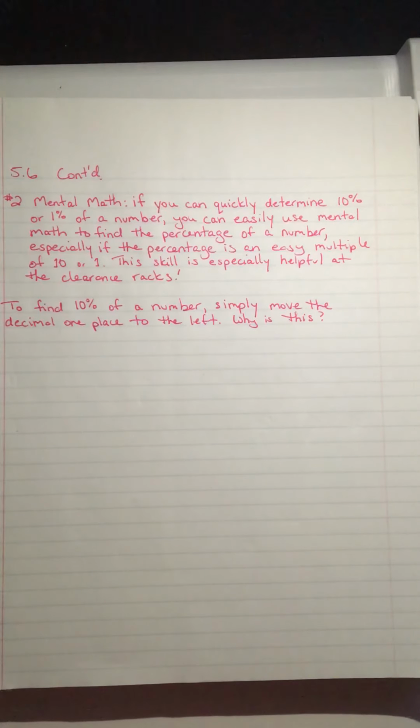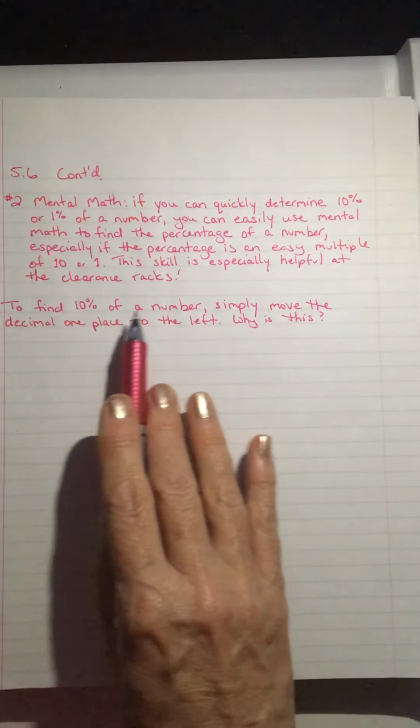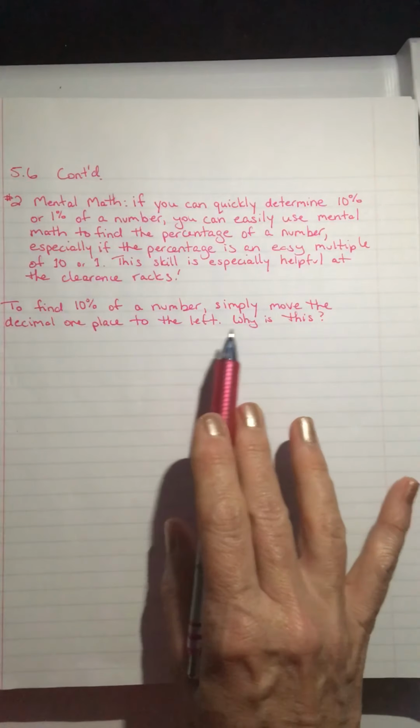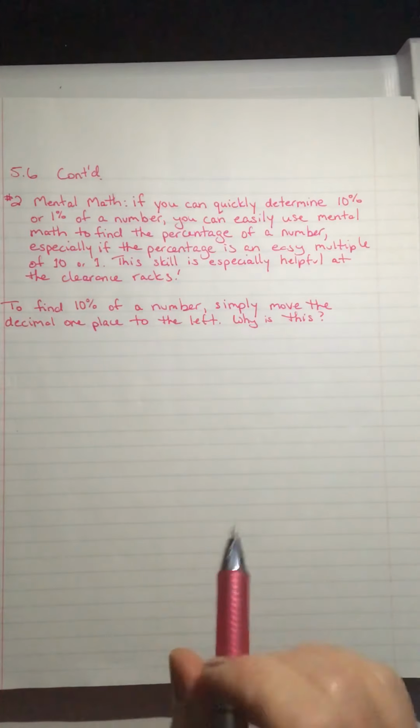But in order to use mental math, you need to be able to quickly figure out what 10% of a number is or 1% of a number. So here we say to find 10% of a number, simply move the decimal one place to the left. Why is this? I'm going to show you.